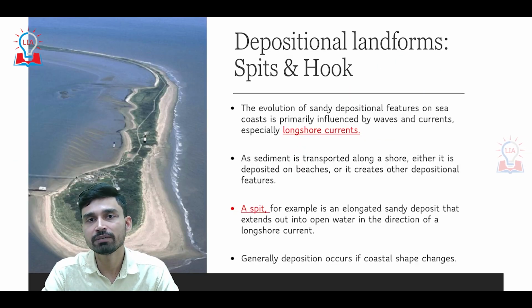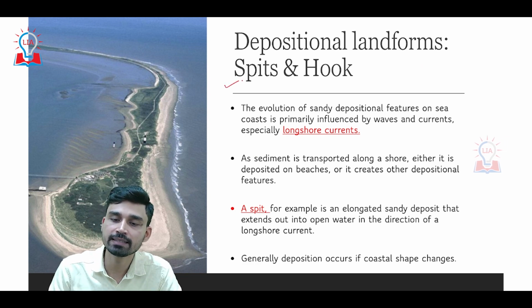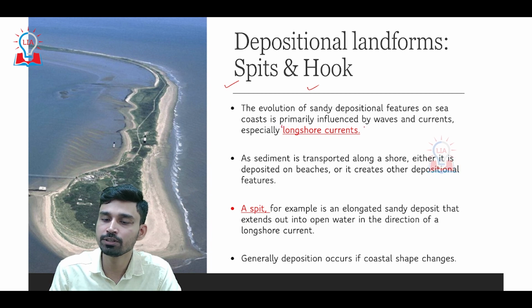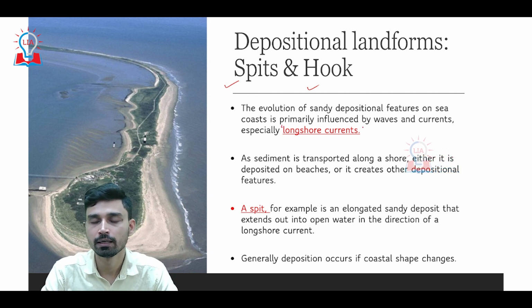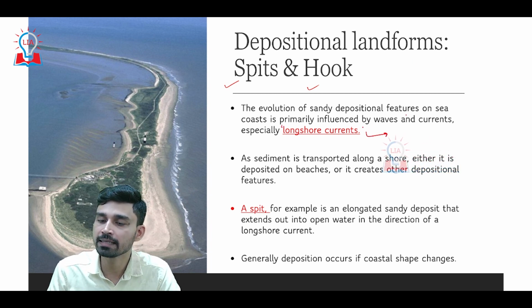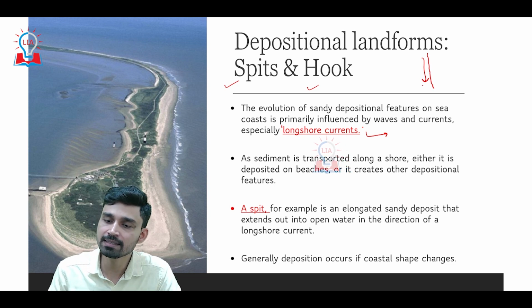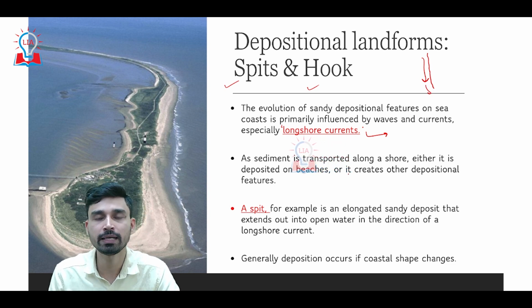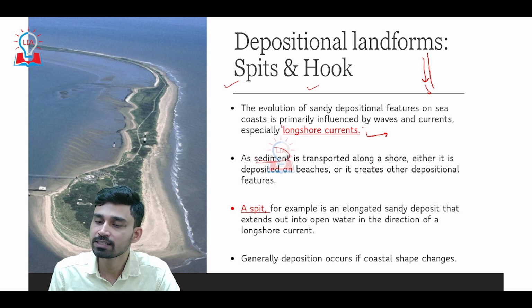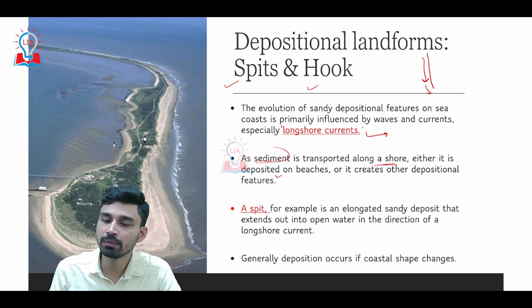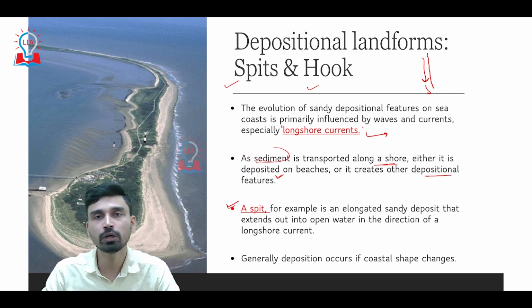The other interesting landform that we see developing in coastal areas can be characterized as spits and hooks. Now, spits and hooks develop by a current which is referred to as longshore current. Longshore current can simply be defined as that kind of sea current, ocean current, which is flowing parallel to the coastline. So as this longshore current flows parallel to the coastline, the sediment that it is carrying is transported along the shore, and then it can be deposited on the beaches, or other depositional features like spits can also develop.